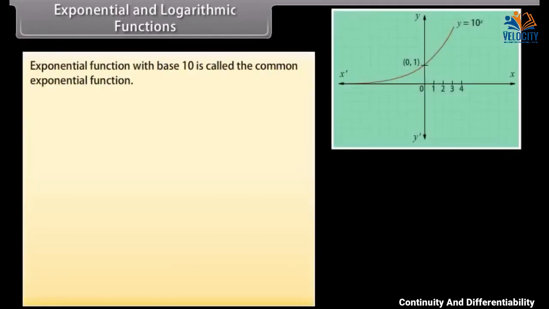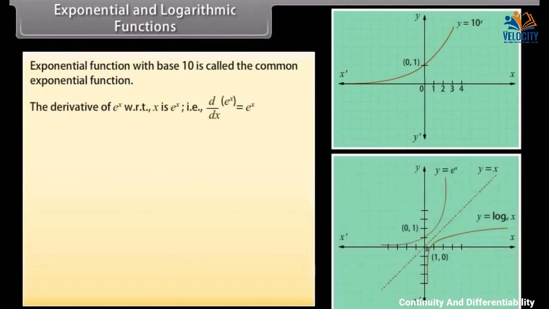Exponential and logarithmic functions. The exponential function with base 10 is called the common exponential function. The derivative of e raised to the power x with respect to x is e raised to the power x, that is, d by dx of e raised to the power x is equal to e raised to the power x.